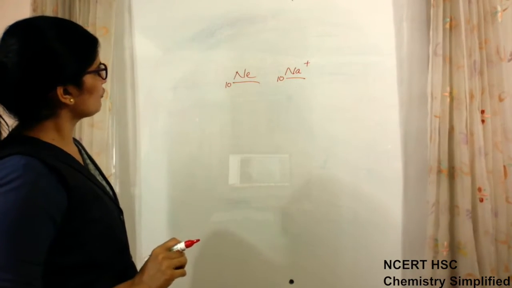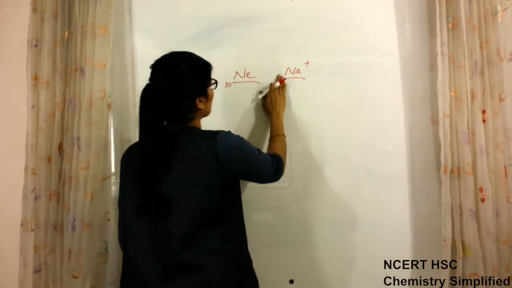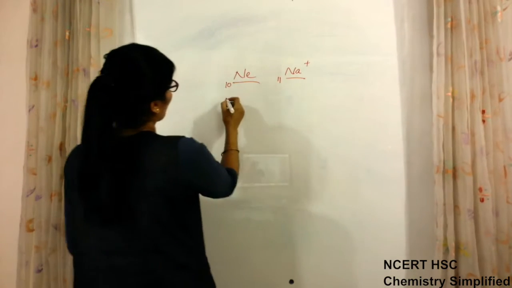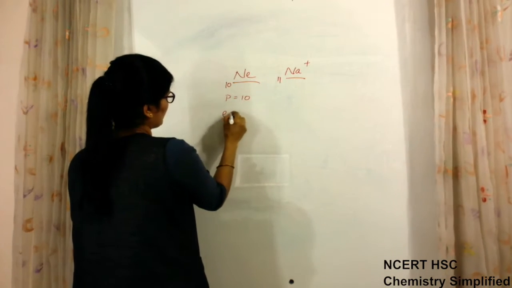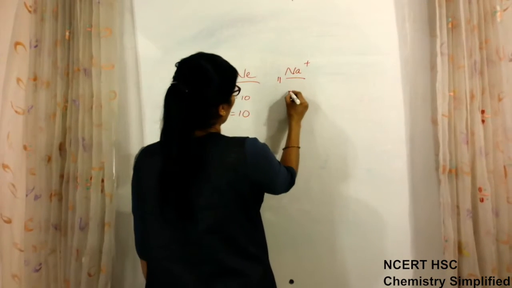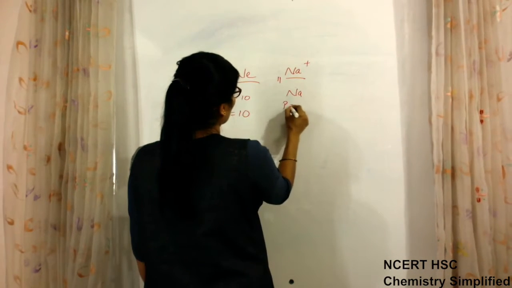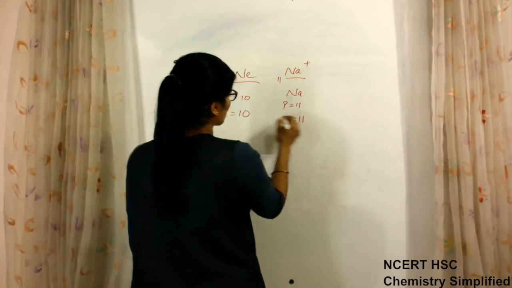Now, in case of neon, atomic number is 10. Proton number is 10, electron number is also 10. Now, Na, atomic number is 11, proton number is 11, electron number is also 11.